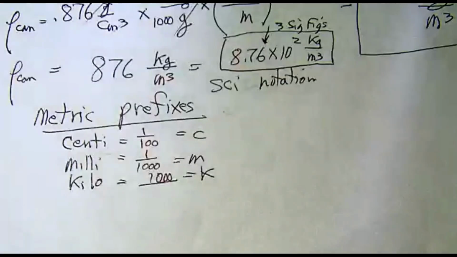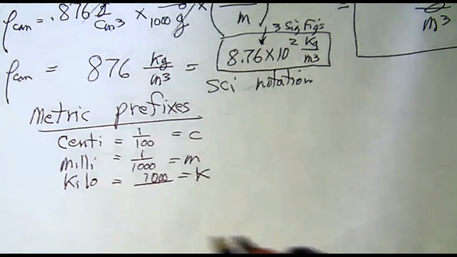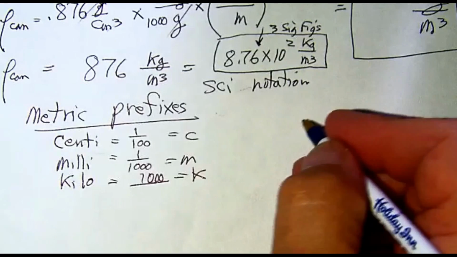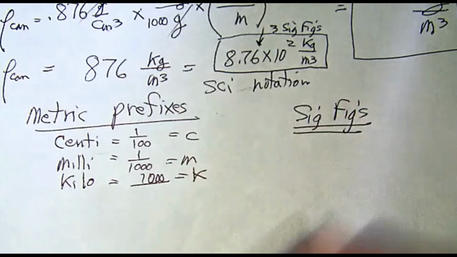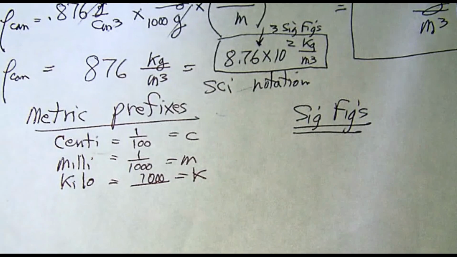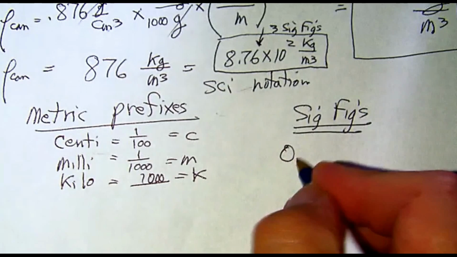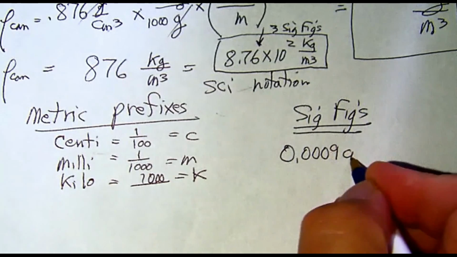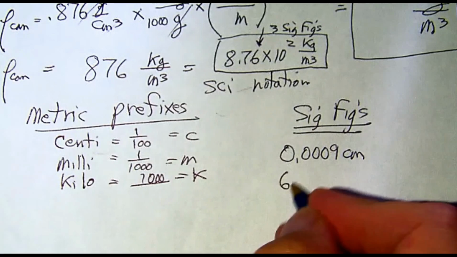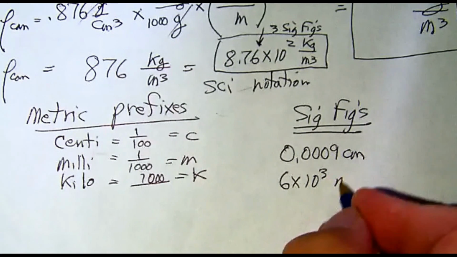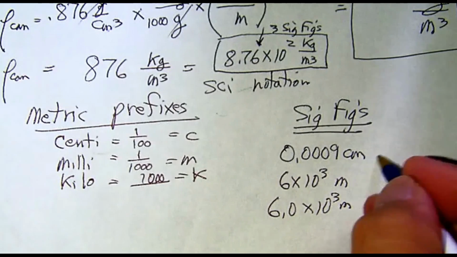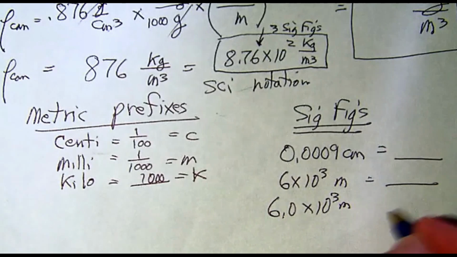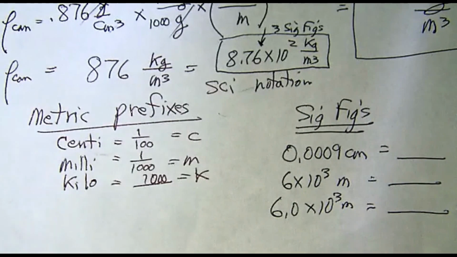All right. So one more thing for this side, then I'm going to flip the page over. I want you to tell me how many sig figs different things are. These are practice questions from your textbook. I'm going to put three down here: 0.0009 centimeters, 6 times 10 to the 3rd meters, and 6.0 times 10 to the 3rd meters. I'd like to know how many sig figs each of these are. Write that down and then I'll go over it.